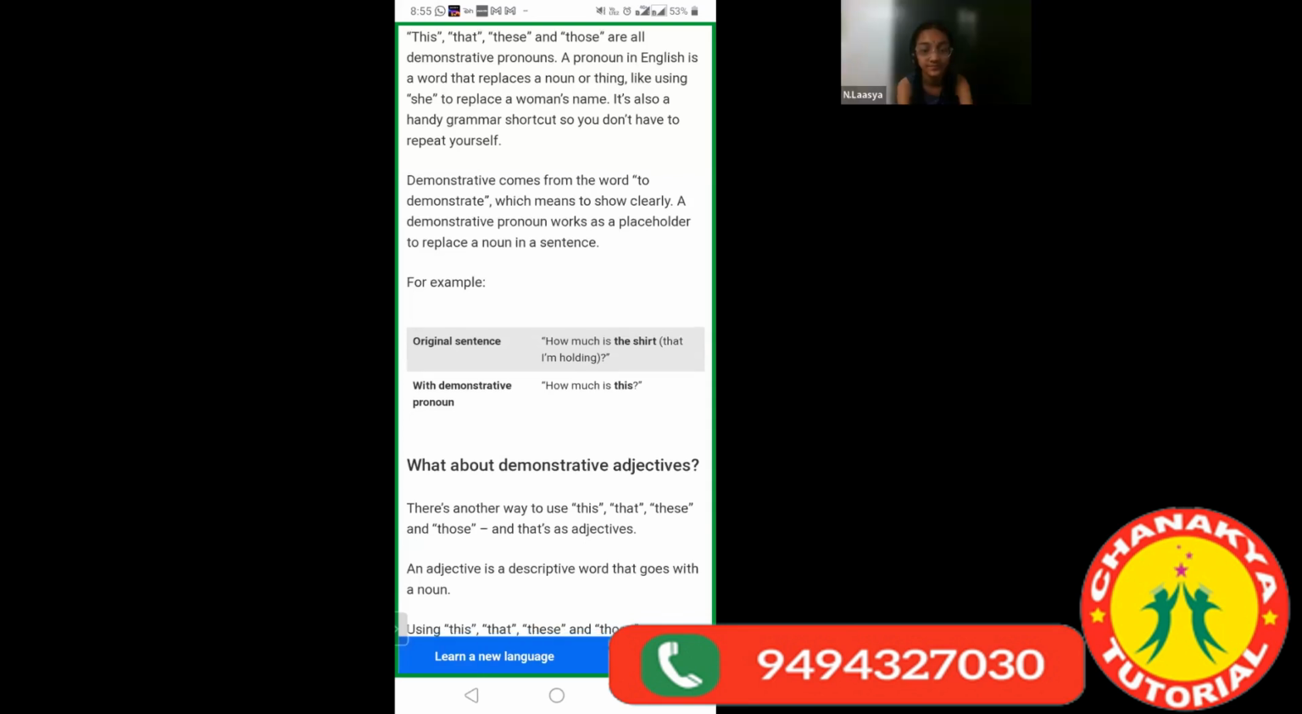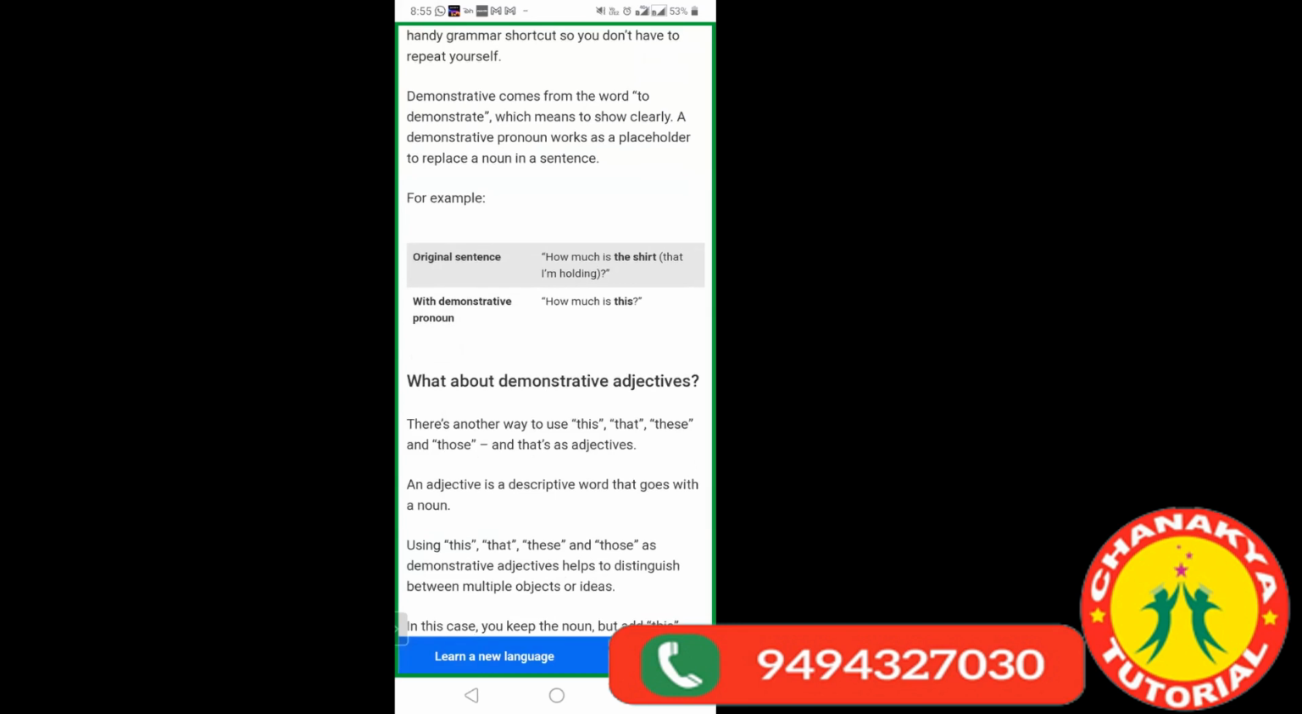See the example sentence, the original sentence. How much is the shirt that I am holding? How much is the shirt? In the original sentence, the shirt is going to be the matter of the sentence, the hero of the sentence, right? The whole sentence is talking about the shirt only. With the demonstrative pronoun, see the second sentence: how much is this? Instead of using the shirt, I'm using this, right?